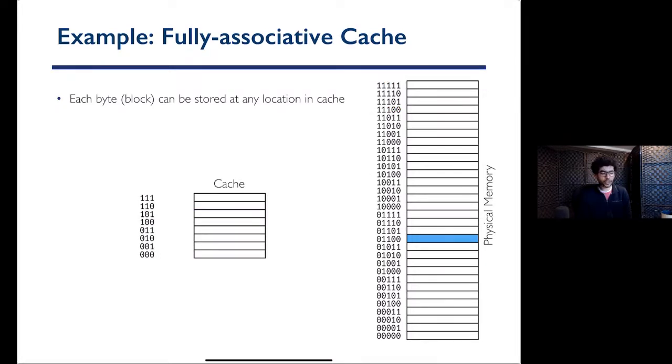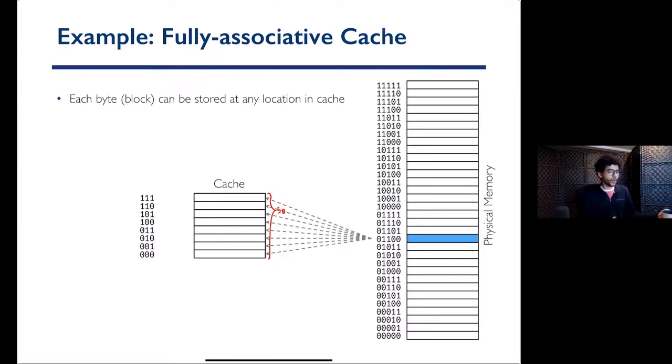With fully associative cache, we only have a single set. All the bytes, all the blocks belong to the same set. So I have only a single set, S0. And this means that every single address could go anywhere in the cache because all the bytes belong to the same set. Okay, so this means that I have to search all of them.